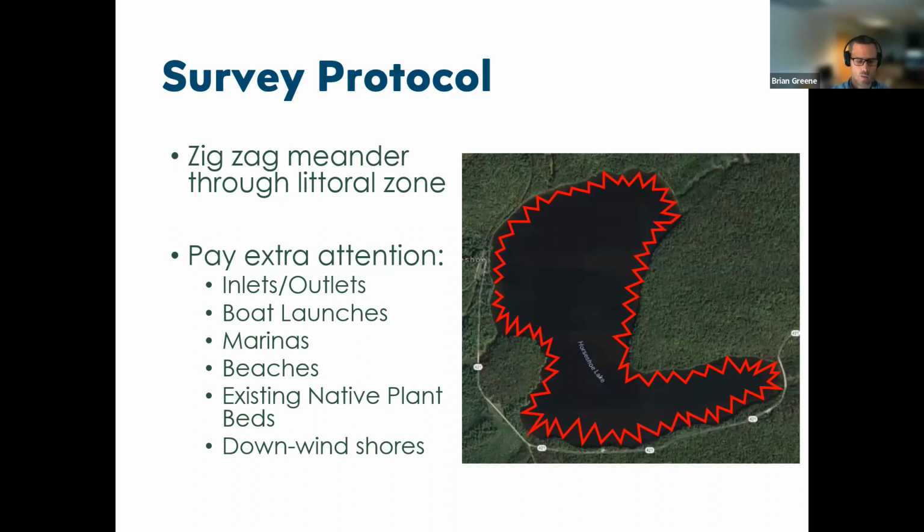So you're just going to go around the lake, zigzagging around the edge and just kind of slowly moving and looking for things. If there's little islands in the middle, you can go out and check around them. Pay extra attention at inlets and outlets to lakes, around boat launches, marinas, beaches, places where you see existing plant beds with a lot of different species. And then often downwind shores.